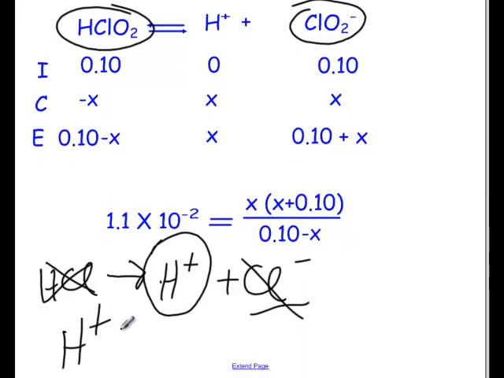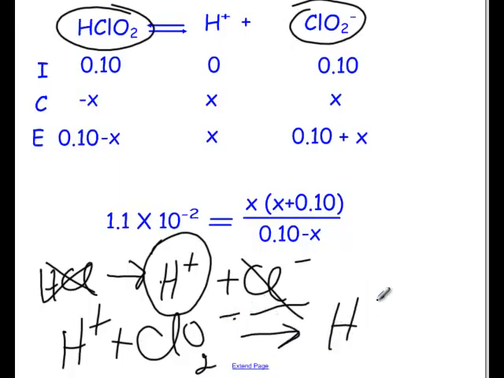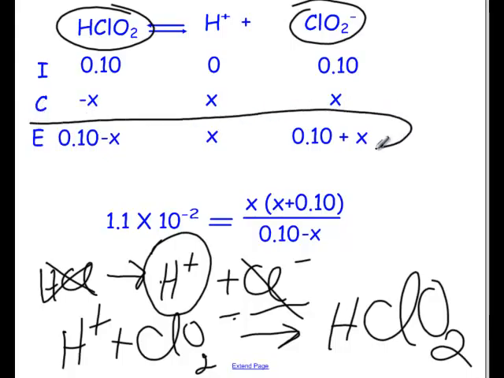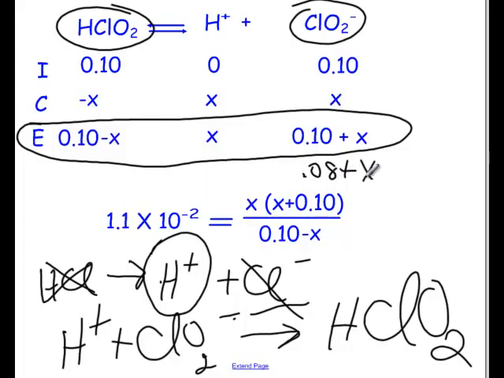H plus plus ClO2 minus makes HClO2, which changes this line. Let's say I added 0.02 moles of H plus. That would change this guy to 0.08 plus X, and this guy to 0.12 minus X. I used up 0.02 of that and added it in over there. Stoich, essentially.